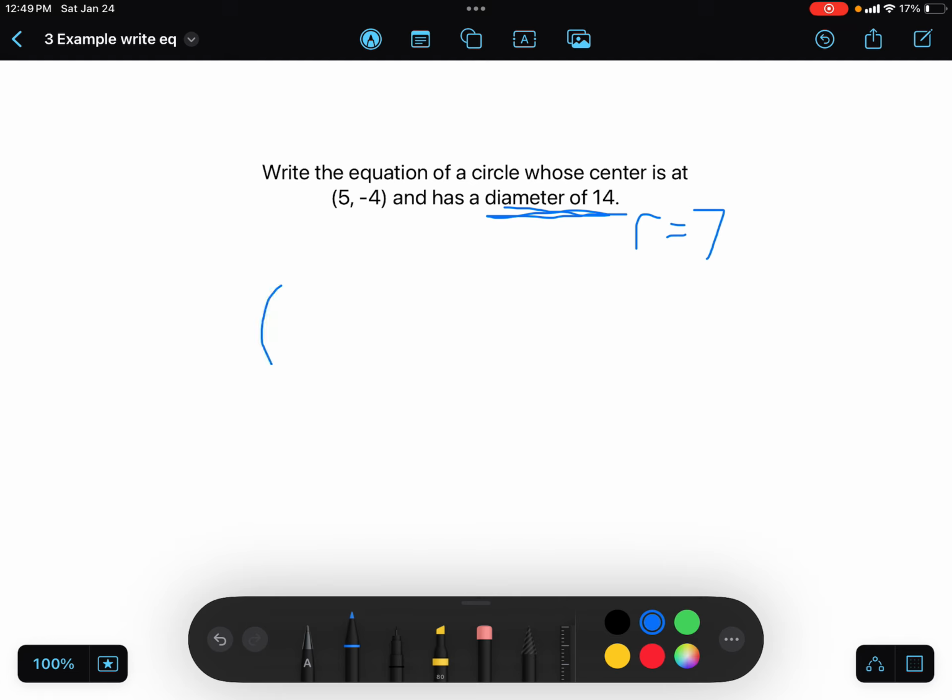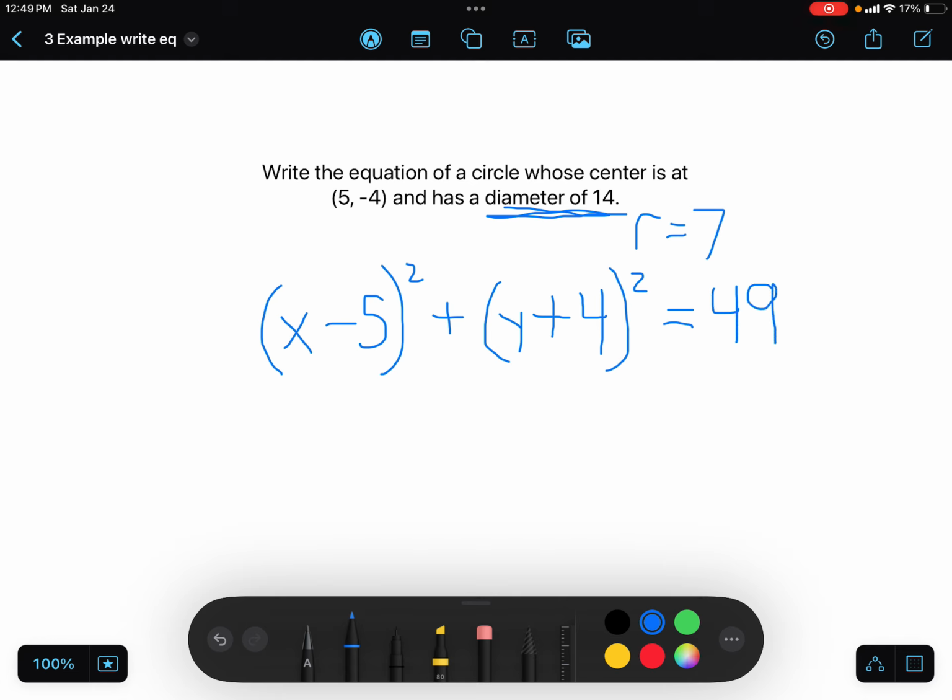We're going to start with x minus 5, and then we'll square it, plus y minus negative 4. Minus a negative is plus a positive, and we finish that off. And then on the other side of the equal sign, our hypotenuse, if you will, is 7 squared, which is 49. And it's really that easy.